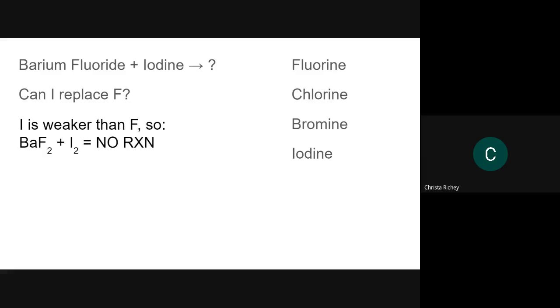No, can iodine kick out fluorine? Let me write the formula. I'm not flipping it. Barium fluoride. Barium is +2, fluorine's -1. Can iodine replace fluorine? No. It's not strong enough. The thing that's by itself has to be stronger than the thing in the compound.